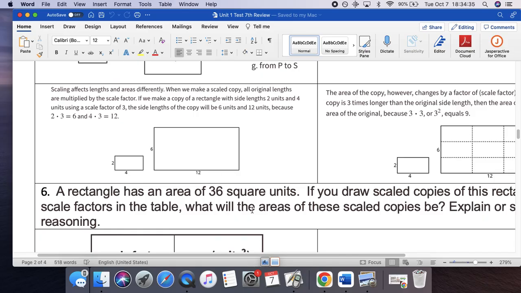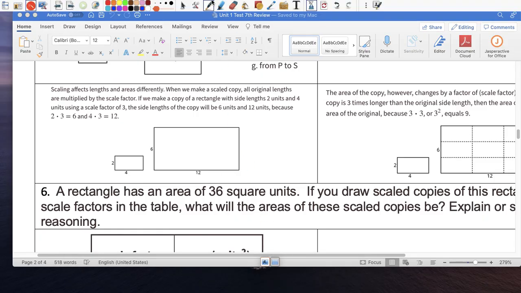Now, let's talk about perimeter for a second. Perimeter is the distance around the shape. So if you look at the original perimeter, let's put some numbers down first. That's a 4, that's a 2. On here, this is a 12, and this is a 6. Yeah, so let's find the perimeter.